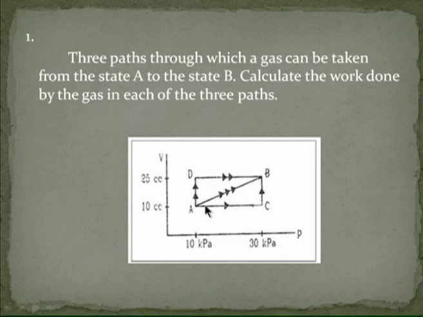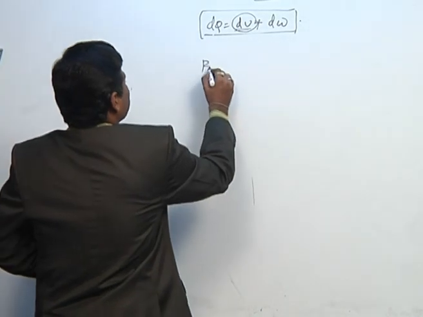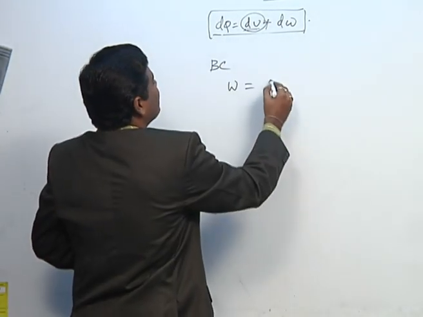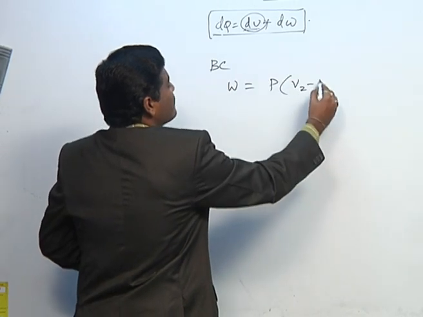Now we discuss the work done. In our diagram, AC is the isochoric process, where dV has to be 0, whereas BC is an isobaric process. This is the first process that I explained. Now I am taking the BC process, which is an isobaric process. The work done is taken as P into V2 minus V1.